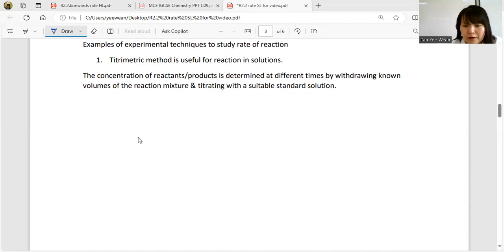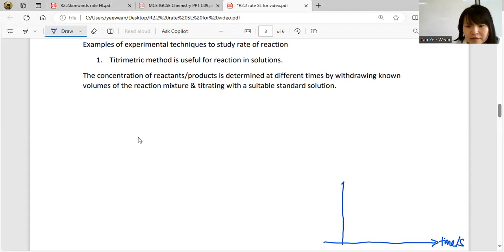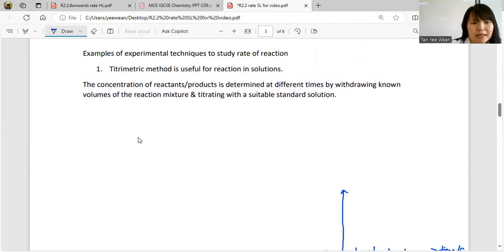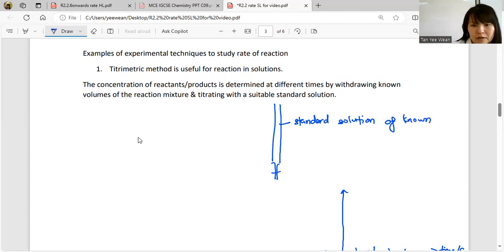So you need a graph, and the x-axis is the time. It could be in seconds or minutes. Let's just put seconds there, for example 60 seconds, 120, 180, and so on. Okay, titrimetric means titration. So for example, I have a standard solution of known concentration.